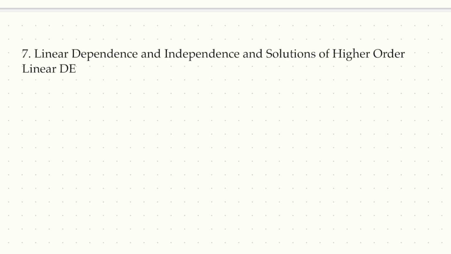So let's talk about linear dependence and linear independence. Let's say you have two functions, f of x and g of x. We say these two functions are linearly dependent if you can write one function as a constant multiple of the other. Otherwise, if you cannot do that, then they are linearly independent.